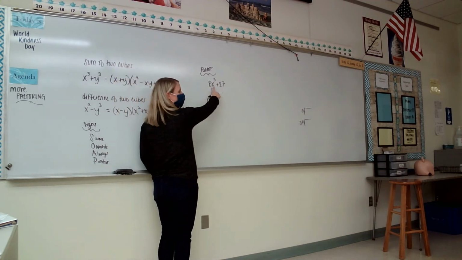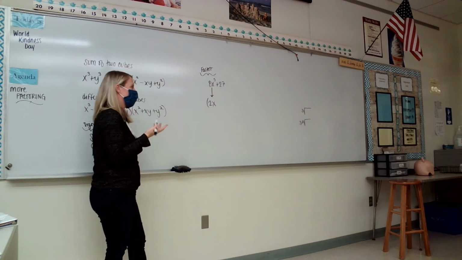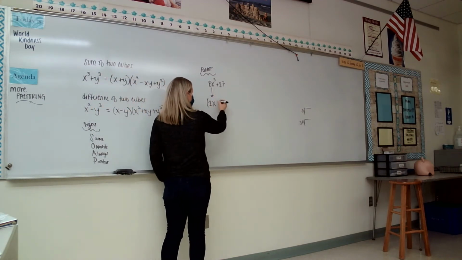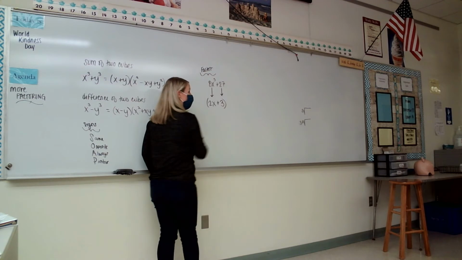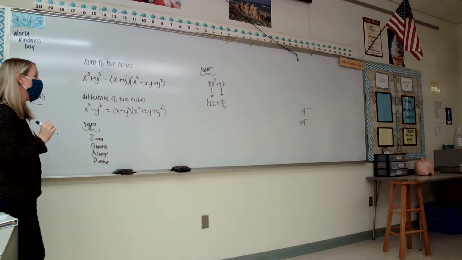What's the cube root of x cubed? X, right? Because if I have a cube and the cube root, they cancel each other out. We keep the same sign. What's the cube root of 27? 3. So if you don't know those, then throw them in your calculator. If you don't know how to use your calculator, ask me because I can help you.